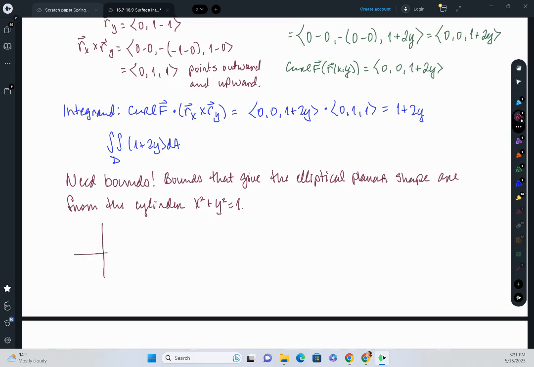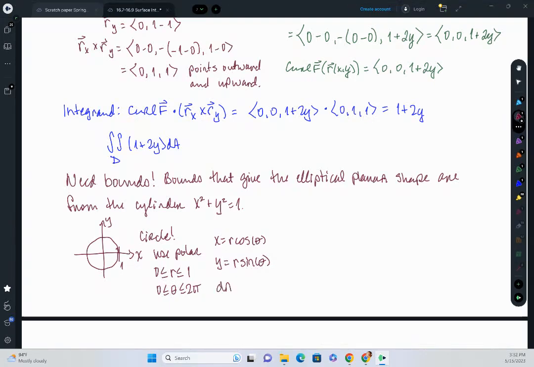So that means we're going to look at a unit circle on the xy plane. And when we're dealing with a circle, that means we should use polar. And with polar on a unit circle, we know that r will go from 0 to 1, and theta will go from 0 to 2 pi. We know that x is equal to r cosine of theta, and y is equal to r sine of theta. And then we also know dA is equal to r dr d theta.